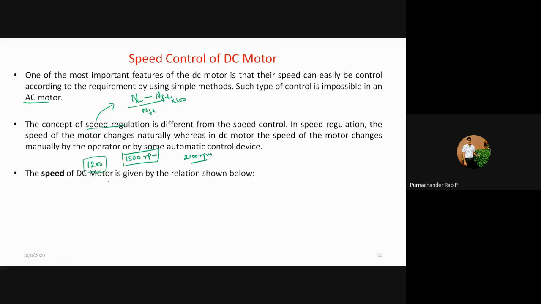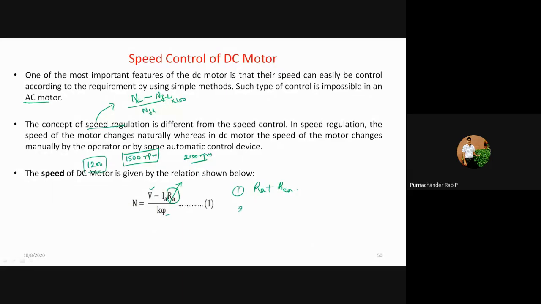Okay, so to control that, we know the speed relation is given as N equals (V minus Ia Ra) divided by K phi. K is a constant here. There are three different parameters available. One is armature resistance. If I change the resistance in the armature circuit, the drop will be varied, keeping the voltage constant and the flux constant. This is method one, varying the resistance by adding some external resistance.